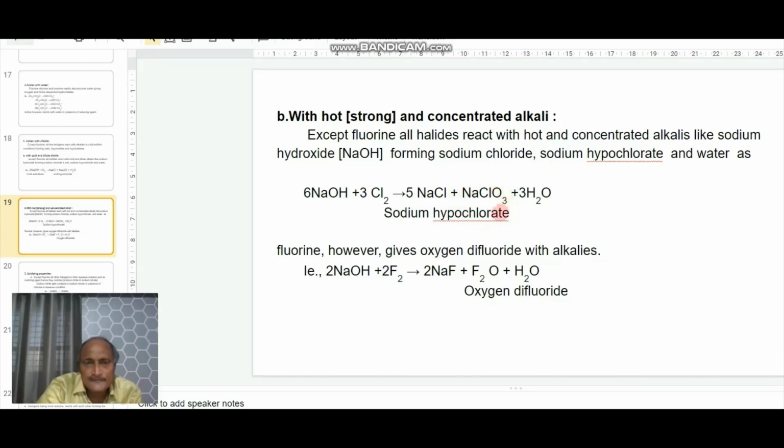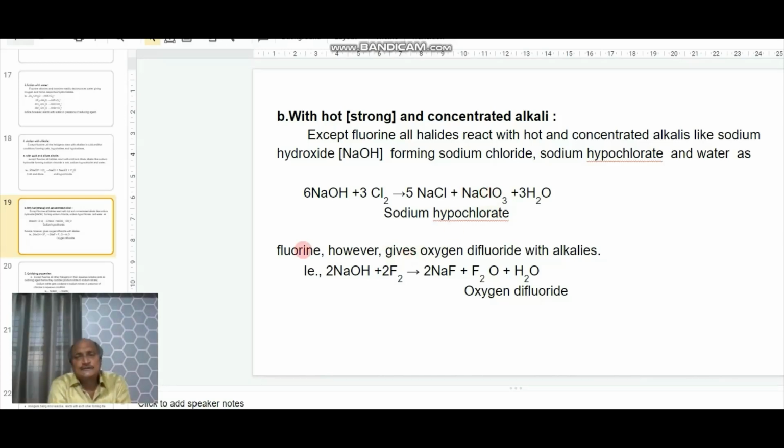chlorates. For example, 6 moles of a strong and hot solution of sodium hydroxide react with 3 moles of chlorine, forming 5 moles of sodium chloride and 1 mole of sodium chlorate.